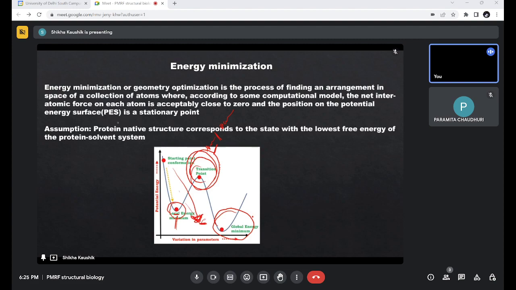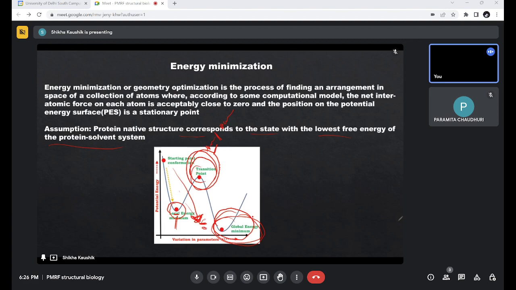So the assumption is that the protein native structure corresponds to the state with the lowest free energy of the protein-solvent system. That is what I mentioned, that mostly our systems are at a low free energy state. They are at the minimum energy state, and I'm not talking about achieving exactly the global energy minima.